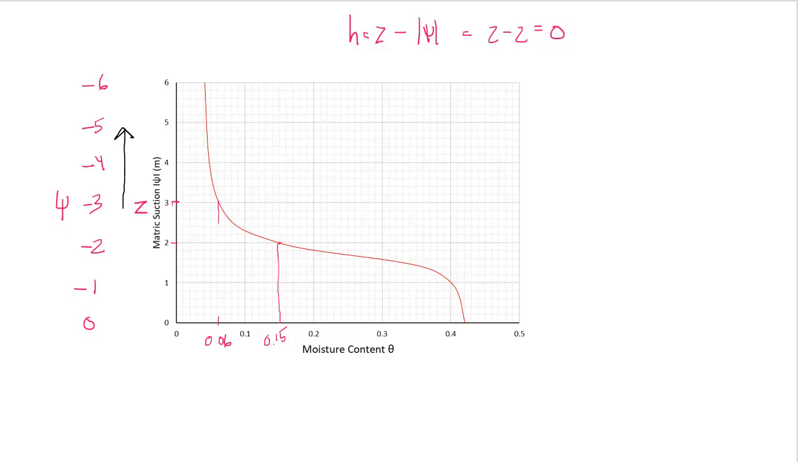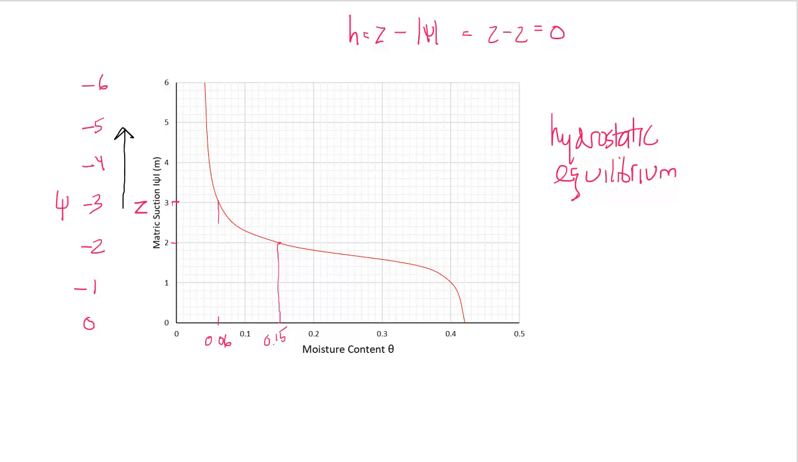So we can use this then to tell us the moisture content at any elevation above the water table. In fact, this curve is exactly the moisture content of any point above the water table under conditions of hydrostatic, really important, under conditions of hydrostatic equilibrium. The soil moisture characteristic curve in terms of the matrix suction interpreted as elevation is the graph of moisture content above the water table, with Z now representing elevation above the water table.